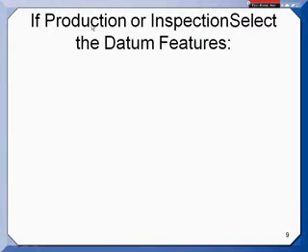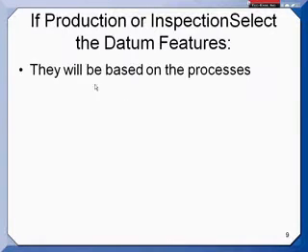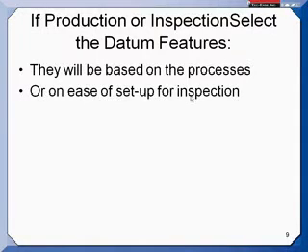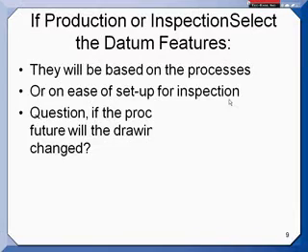If we let production or inspection select the datum features, that's usually how it goes. If you have a drawing review, you get the folks together, and production wants certain datum features because that's how they hold it in production. And inspection says, no, I want to hold it like this to inspect it. And of course, design is there saying, well, those aren't functional many times. So production is going to pick their datum features based on the process or ease of setup for inspection.